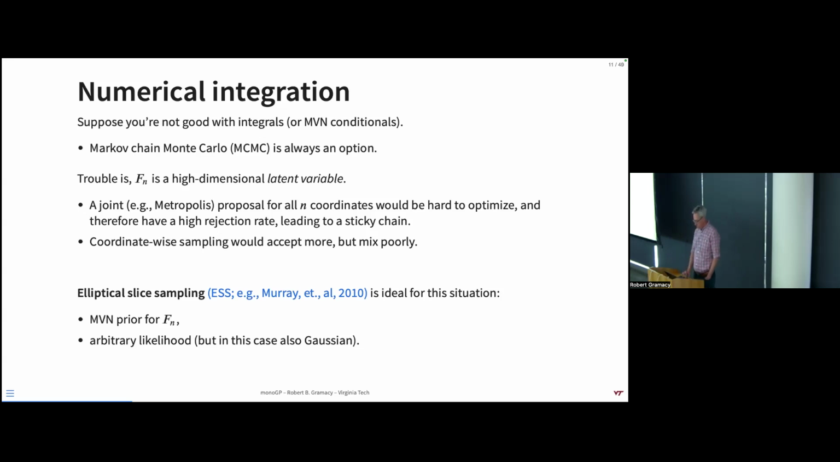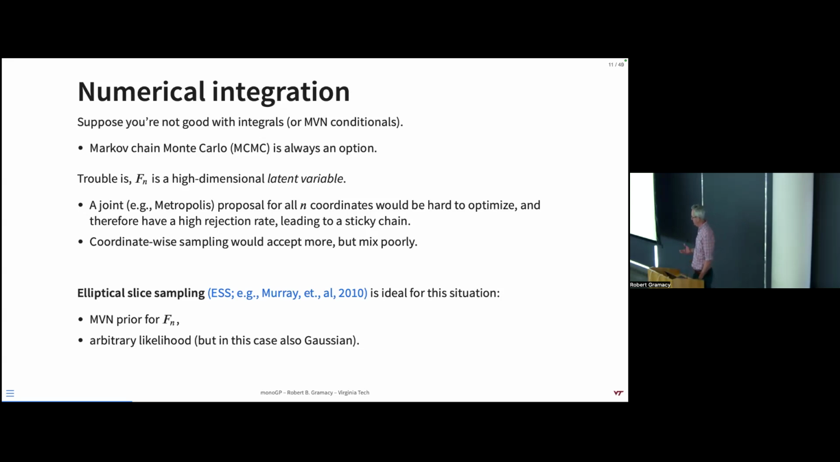This F quantity, I've got one unknown function output for every input. So I've got n of them. That's a high dimensional unknown or latent variable. So it's going to be difficult to do Metropolis style sampling for all of those coordinates. It's going to be hard to optimize a joint proposal that has a good rejection rate. So you're probably going to get a sticky chain. And you could go coordinate-wise. That would increase your acceptance rate, but would mix really poorly. You'd move very inefficiently throughout the space of this latent variable.